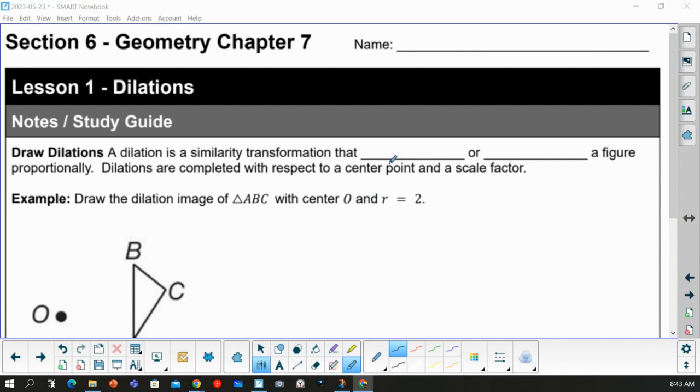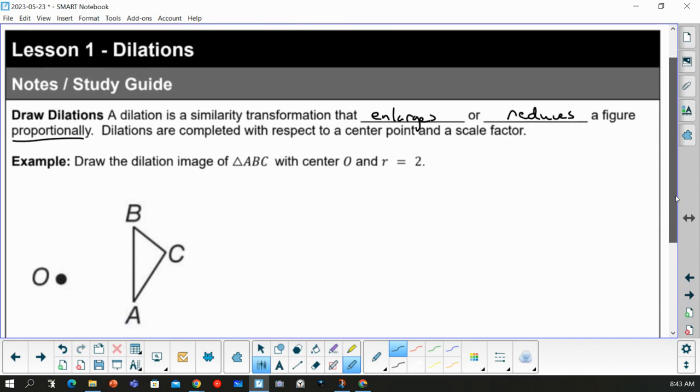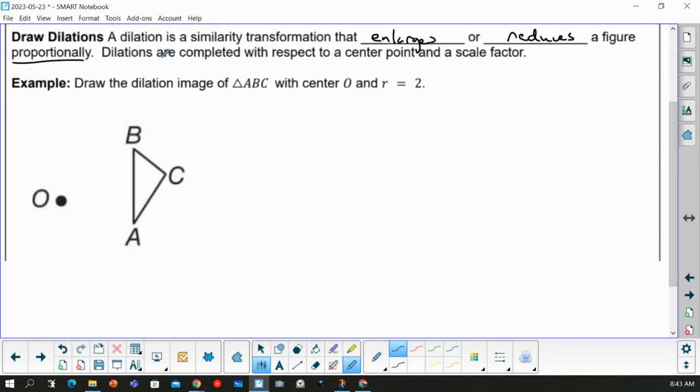A dilation is a similar transformation that enlarges or reduces a figure proportionally. This is going to be an important word for this whole section. Dilations are completed with respect to a center point and a scale factor. So a dilation has to do with a center point and a scale factor. So if we're going to draw the dilation of this triangle ABC with the center O, that's not a zero, that's an O, and this R is representing the scale factor. So this scale factor is going to be represented by this number we're going to call R.